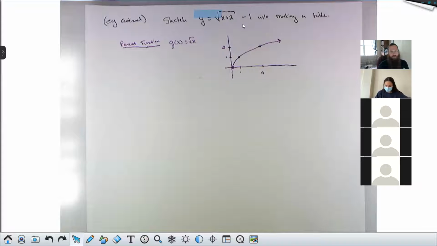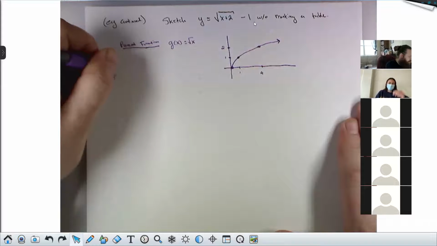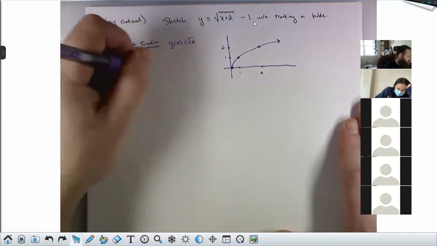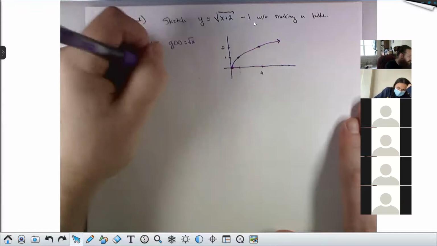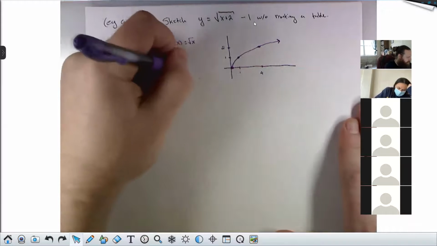What sort of transformations do you think I need to apply to g of x to get this one? Because here there's something going on inside the square root and something going on outside the square root. You have to shift down 1 and then shift to the left 2. Those are the correct transformations, yes. Beautiful. Who's that? Genesis, very nice.